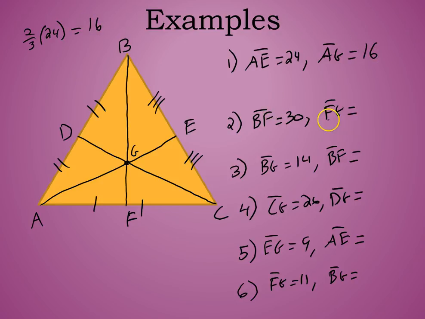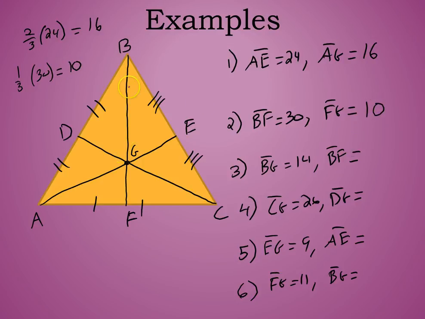If I'm given BF and I want to find FG, well, BF is the entire median, so I'm going to have to do some fraction times the median. If I want FG, well, that's the smaller piece. So that's 1/3 the median. 1/3 of 30 is 10, so FG is 10.